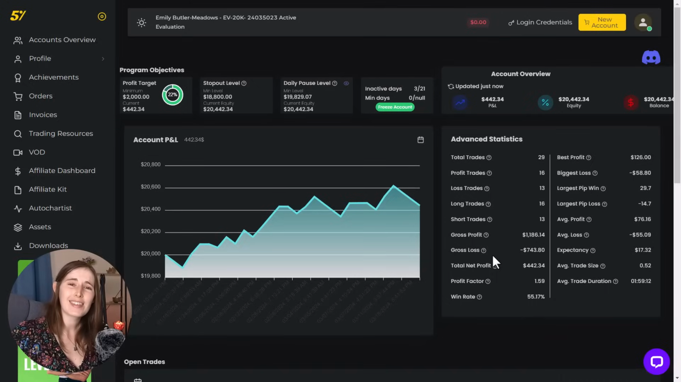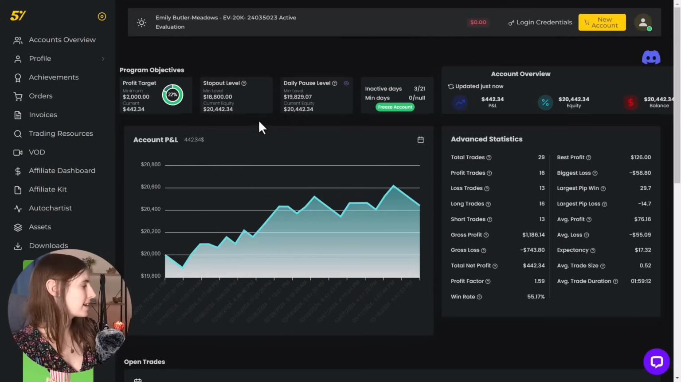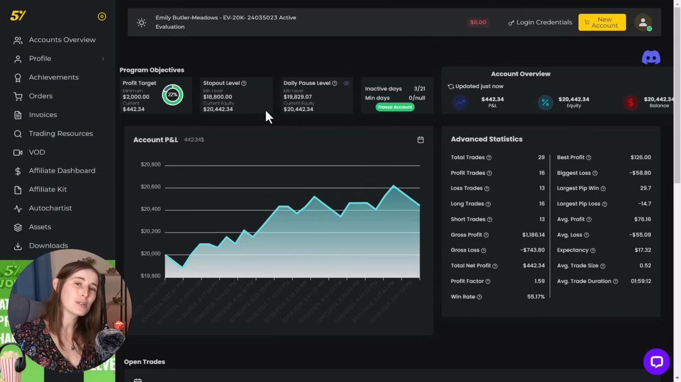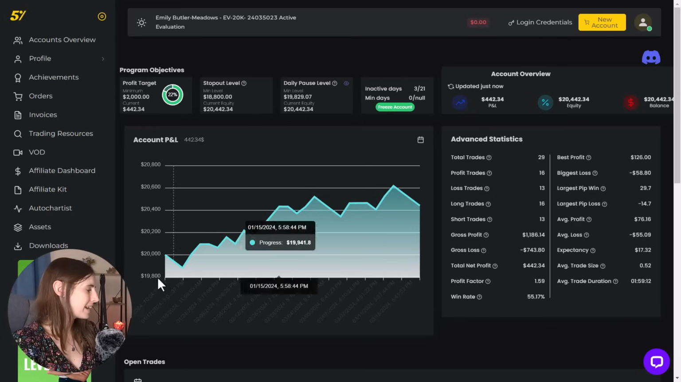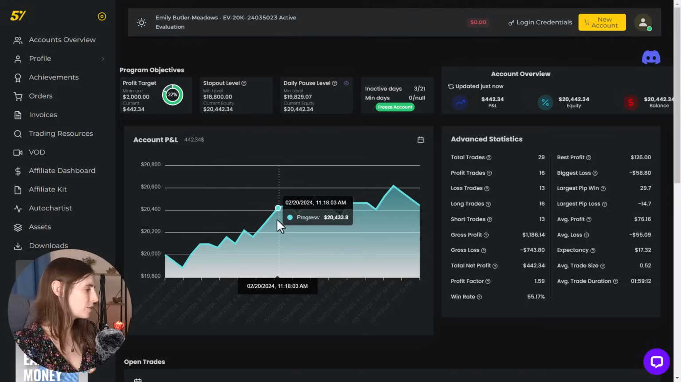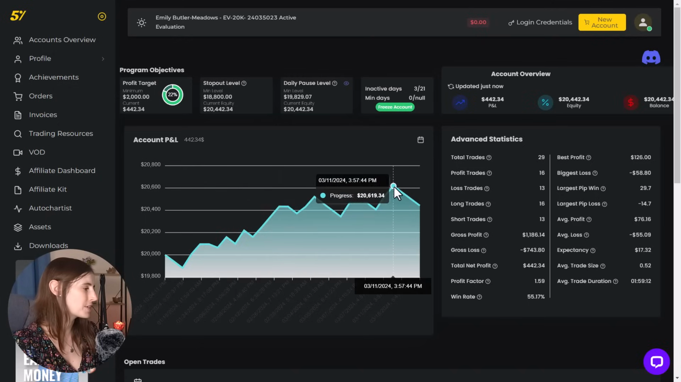So jumping here onto the dashboard I have with the 5%ers, the prop firm that I use to take my trades in. And here is my account. I am in a $20,000 account challenge at the moment, working towards that profit target of $2,000. And I had a really nice uptrend here on my equity, but at the moment, as you can see, I'm having a little bit of a dip down.